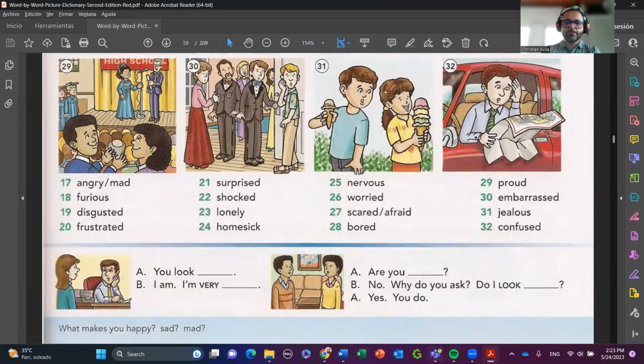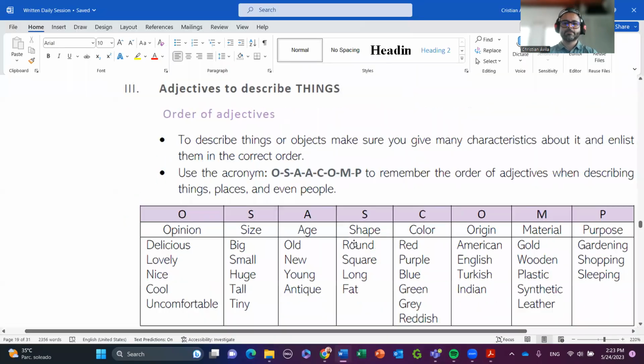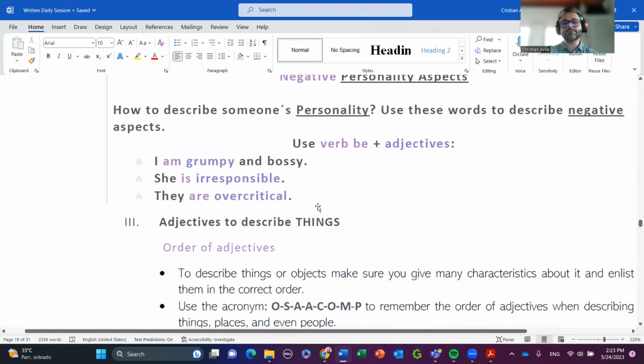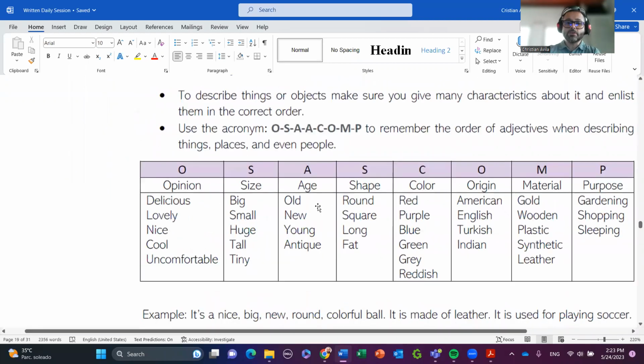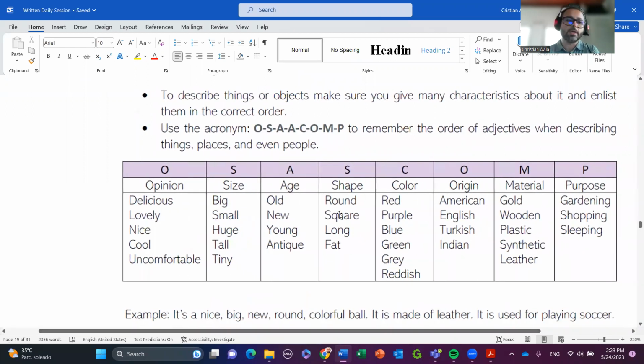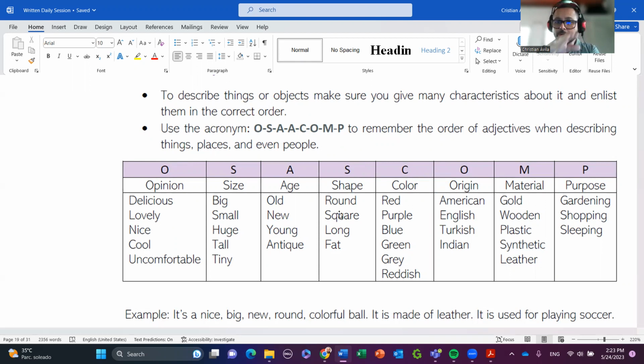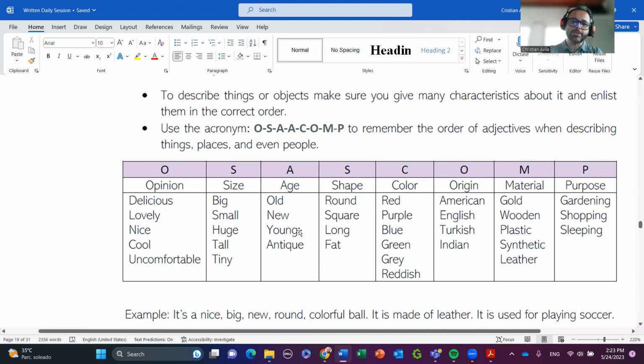Okay, going back to the types of adjectives. We already saw that we can use adjectives to describe the emotions of people, okay? The personality aspects of people, and they could be positive or negative. But then we use adjectives also to describe things, or objects. If we want to describe, I don't know, a cell phone, for example, that is an object, that is a thing, you can use adjectives to describe it. And then is when we have to keep an order of adjectives. And you can see the order right over here.